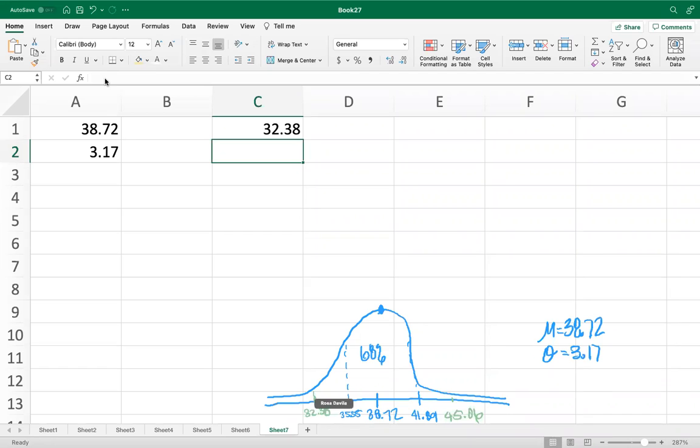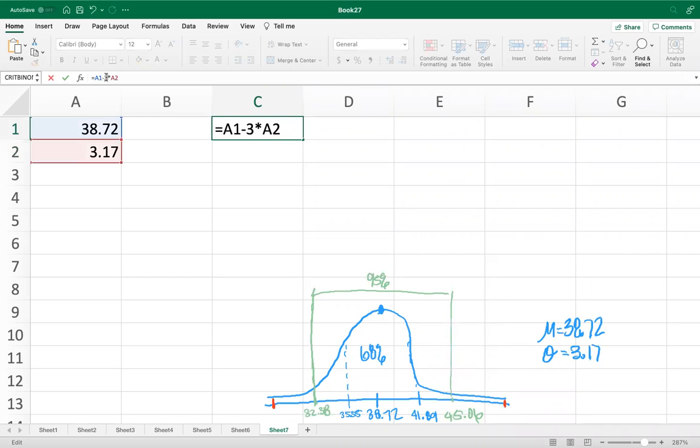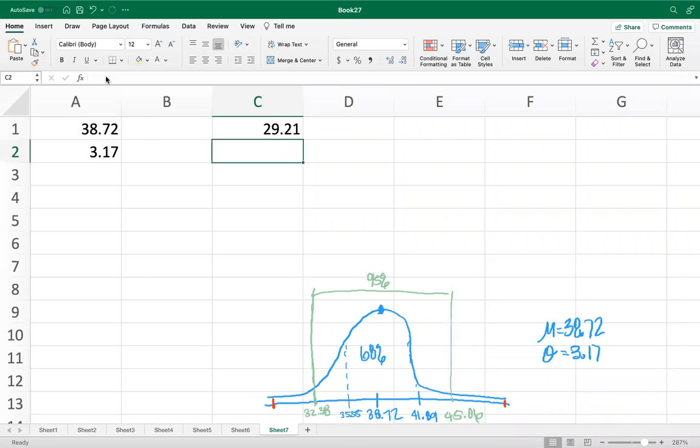And within 2 standard deviations, we're looking at 95% of our data. And the last one, 3 standard deviations. So we're just going to plug in a 3. Instead of multiplying our standard deviation by 2, we're going to multiply it by 3. And since it's minus, it's going to be below. So this is 29.21.